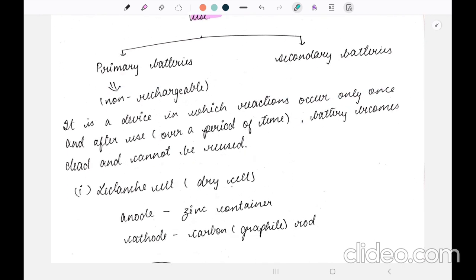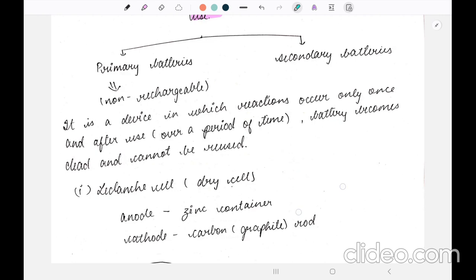A primary battery is a non-rechargeable battery. It is a device in which reactions occur only once, and after use, over a period of time, the battery becomes dead and cannot be reused. It produces electric current for a period of time, and when no more chemicals remain available to take part in the reaction, the cell will not function anymore.